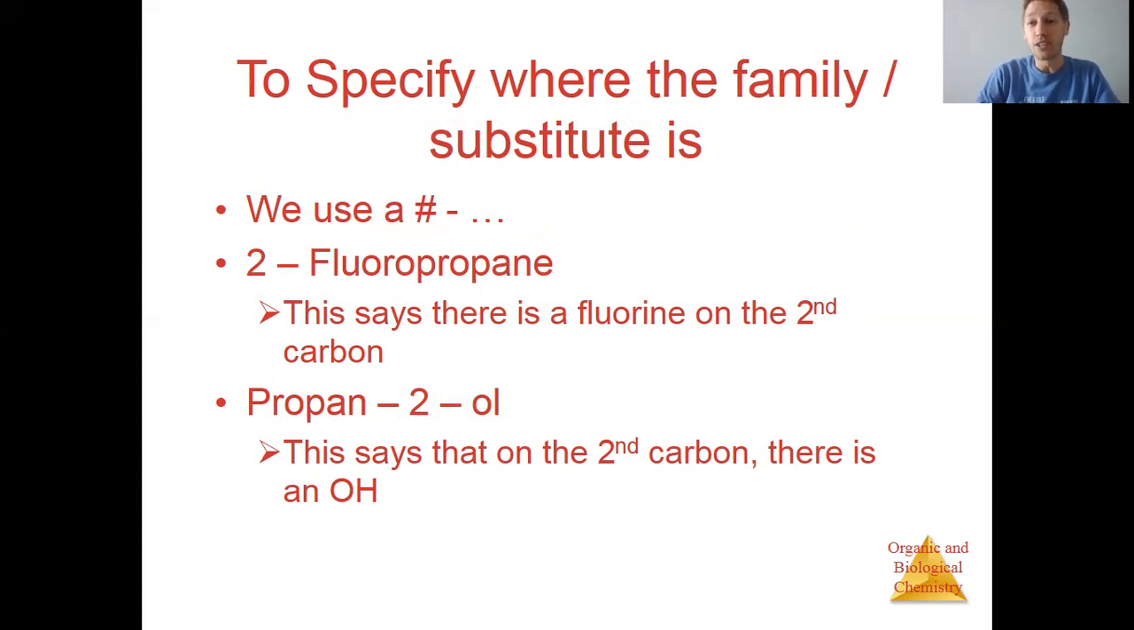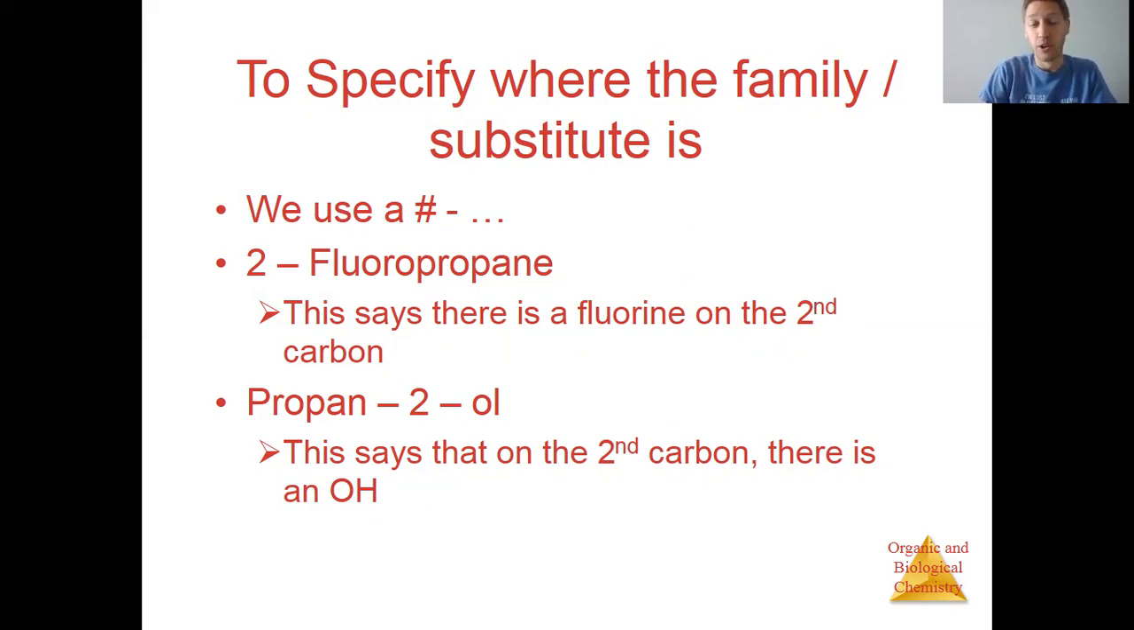We need to know where it's at, because it has a different personality based on where you put those things attached to it. So in organic chemistry, we use a numbering system with a dash saying where it's located. For example, 2-fluoro says that on the 2nd carbon there's a fluorine. So rather than that 2nd carbon having all hydrogens saturating it, we've taken a hydrogen off the 2nd carbon and added a fluorine to it.